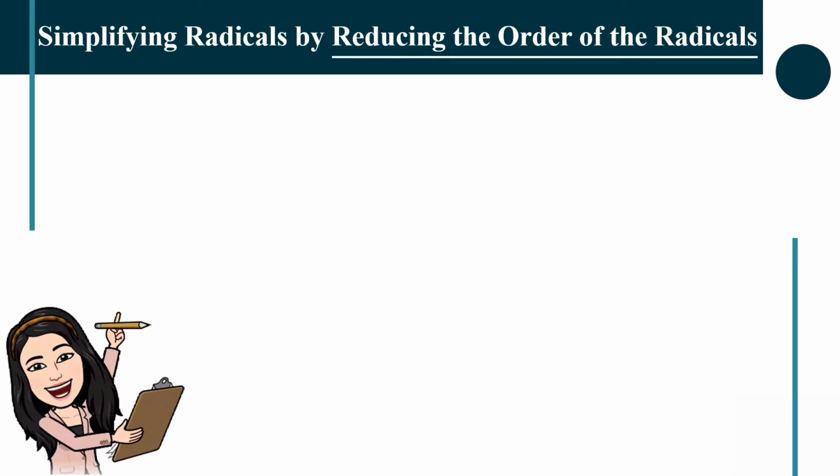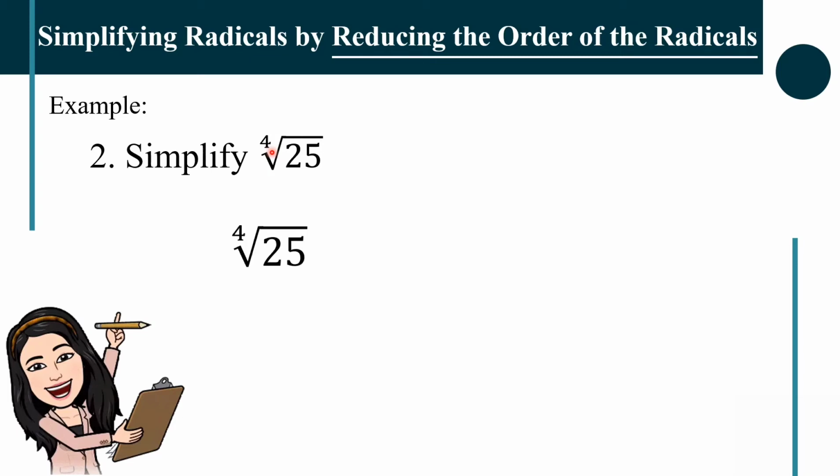Let us have example number 2. We have simplify 4th root of 25. So, alam naman natin na the index 4 ay may factors na 2 and 2. Tama ba? So, therefore, pwede na natin siyang paghiwalayin or i-factor out. So, ang 4th root of 25 is equal to, ayan, nawala po si 4. Nasaan? Ito po yan, 2 and 2, kasi ang factors ng 4 ay 2 times 2.